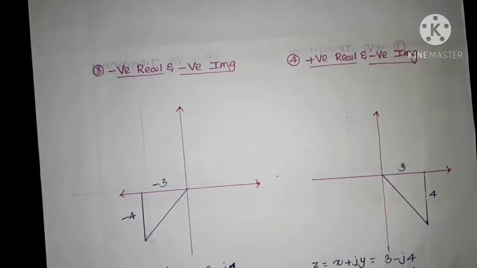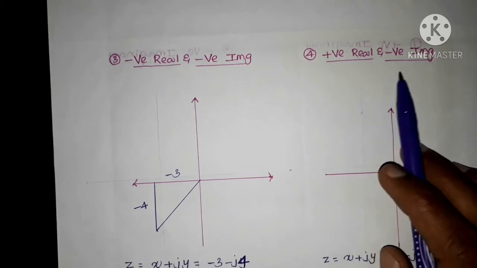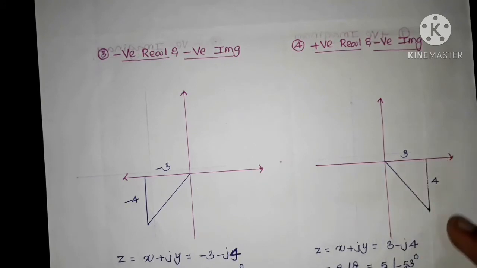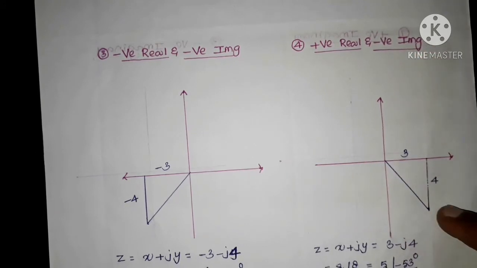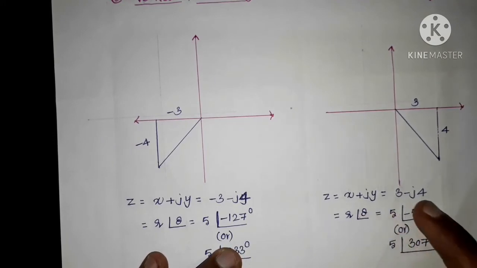Similarly, the fourth case is positive real and negative imaginary. Here the real component is positive and the imaginary component is negative. So z equal to x plus jy, that is equal to 3 minus j4. You can write this as 3 minus j4.